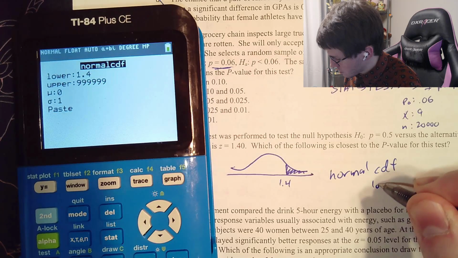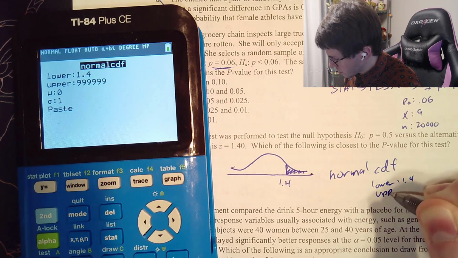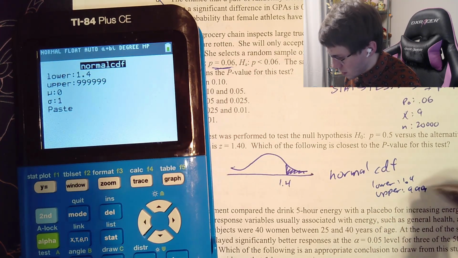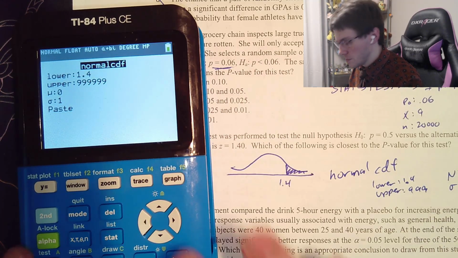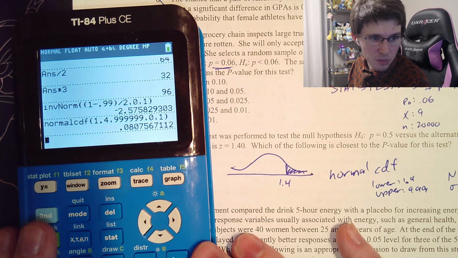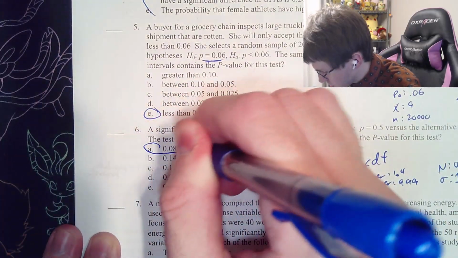Maybe I should write that down for you. Lower 1.4, upper 999, and mu is 0. Standard deviation is 1. That's our standard normal table. And we paste it up, and we hit it, and we got 0.08 for our p-value.